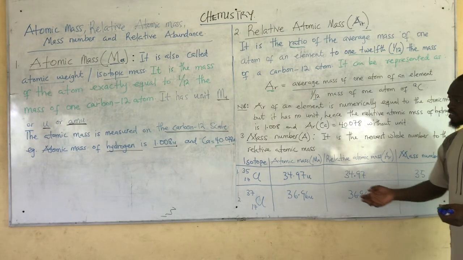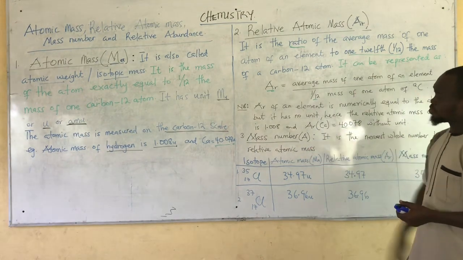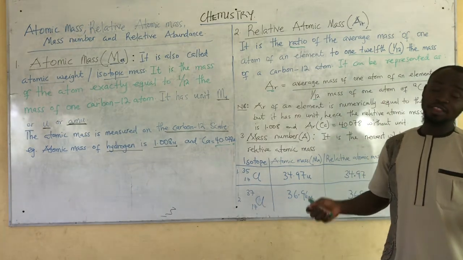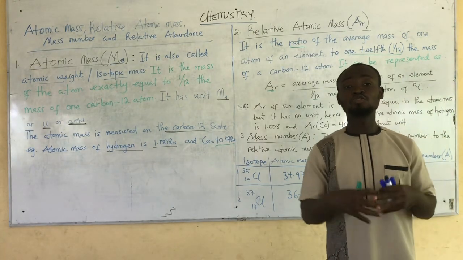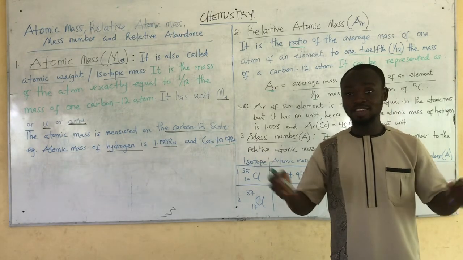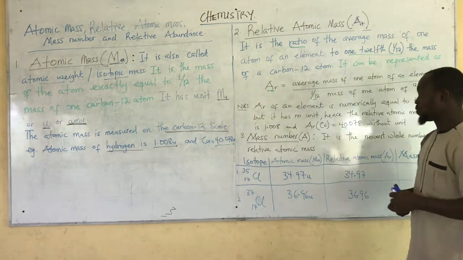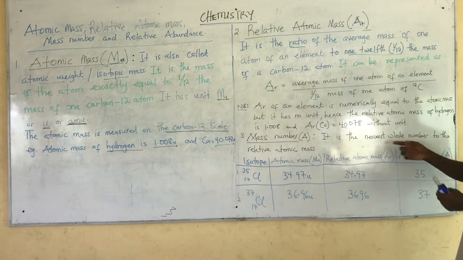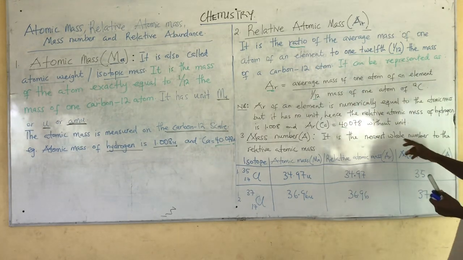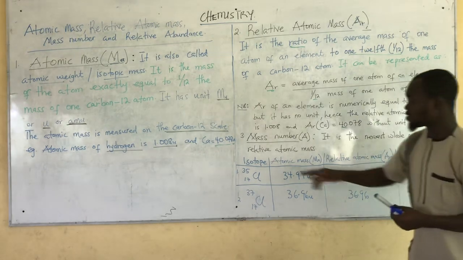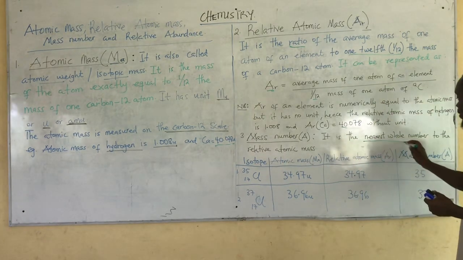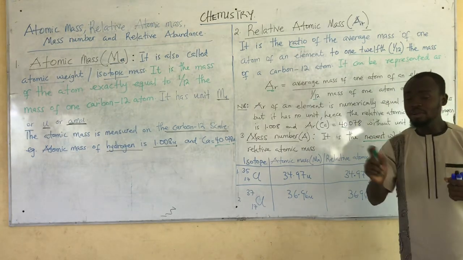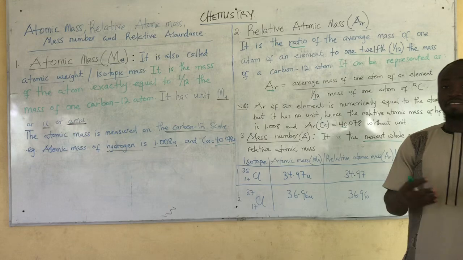Now the next terminology is the mass number. In our previous lessons, we learned about mass number. That is the total number of protons and neutrons in the nucleus of an atom. Is that okay? But over here, we're comparing mass number to relative atomic mass. It is the nearest whole number to the relative atomic mass. The nearest whole number of the relative atomic mass is the mass number.